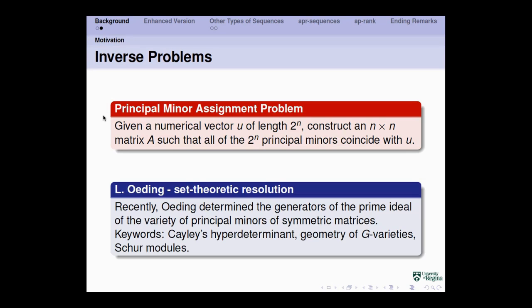There are various proposed ideas of solution. And Luke at Auburn University has proposed what I'll refer to as a set theoretic resolution. It's very interesting, the work he's done. It's not what I want to talk about today. And so I've just listed, no disrespect to Luke, some keywords that he uses in order to get after this problem. And it's not surprising that these kinds of Schur modules and varieties arise, because that's exactly what's happening. But that's kind of the motivation, I would say. The principal minor assignment problem is motivation for me.